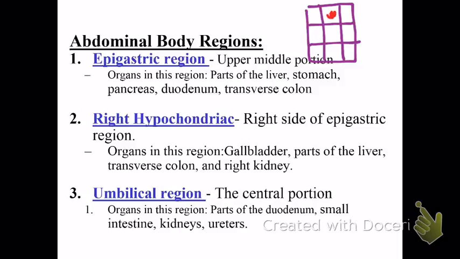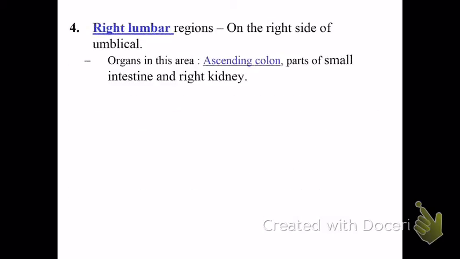Hypo means below. Chondriac, chondria means cartilage, the rib cage. So below the cartilage of the ribs. So right side of the epigastric, the top, but you said that was below. It is. It's below the cartilage of the ribs. So hypochondriac is going to be below the cartilage of the ribs. Where your belly button is, that's the umbilical region. Right lumbar is on the right side of the umbilical region.